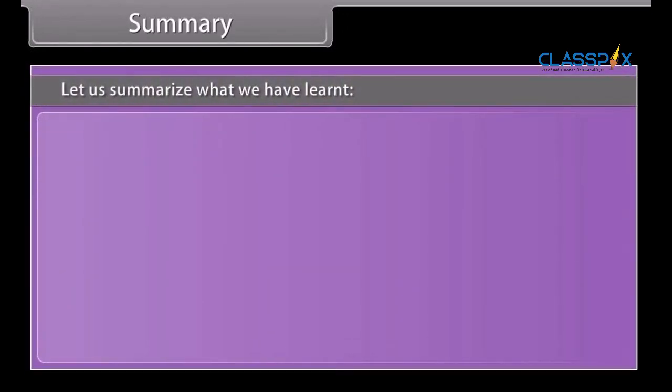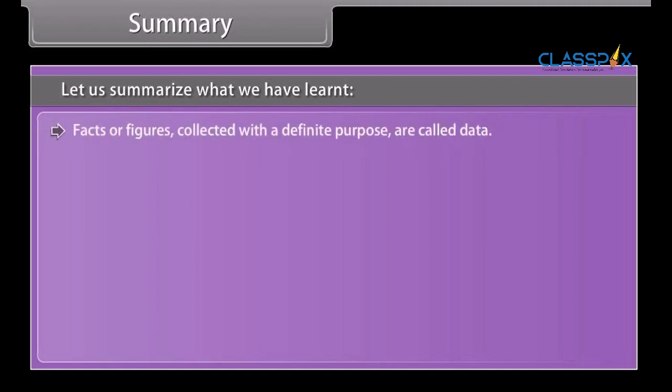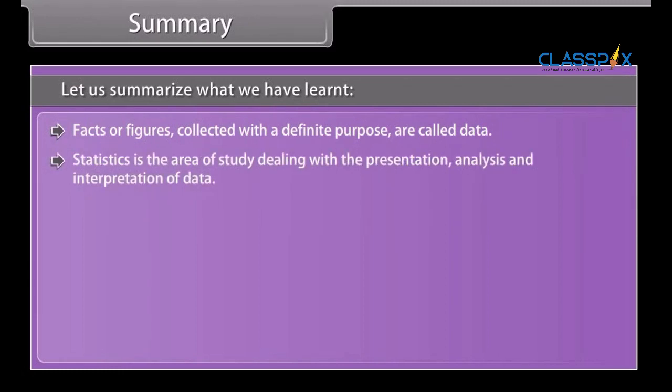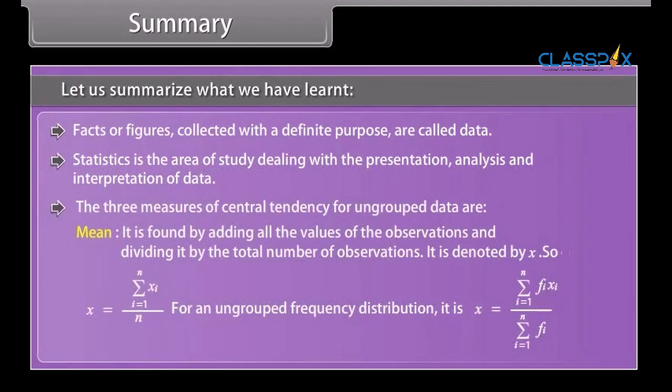Summary. Let us summarize what we have learned. Facts or figures collected with a definite purpose are called data. Statistics is the area of study dealing with the presentation, analysis, and interpretation of data. The three measures of central tendency for ungrouped data are: mean. It is found by adding all the values of the observations and dividing it by the total number of observations.